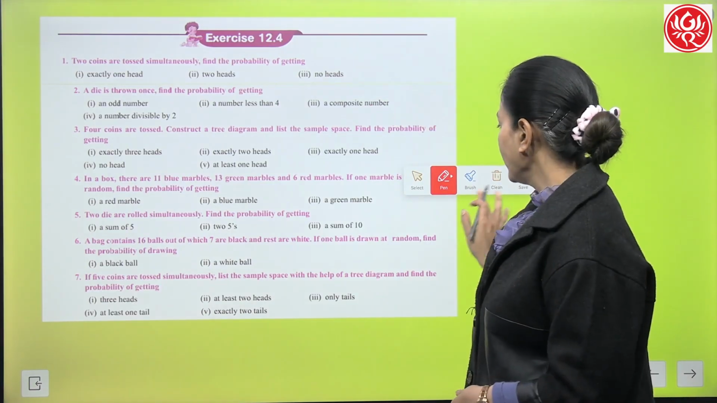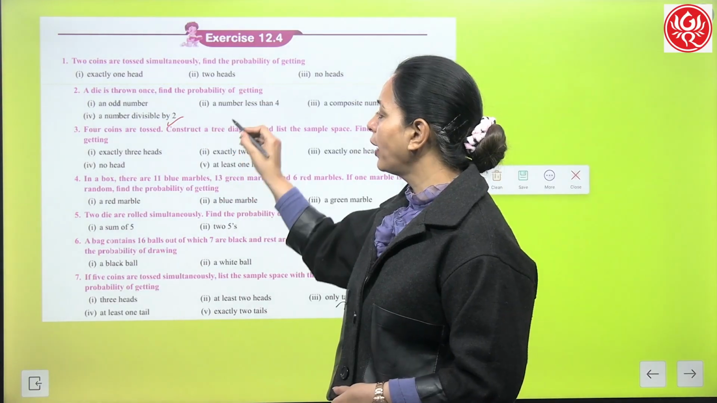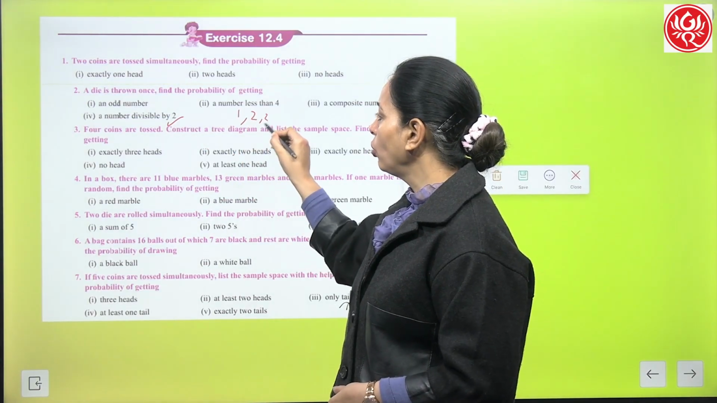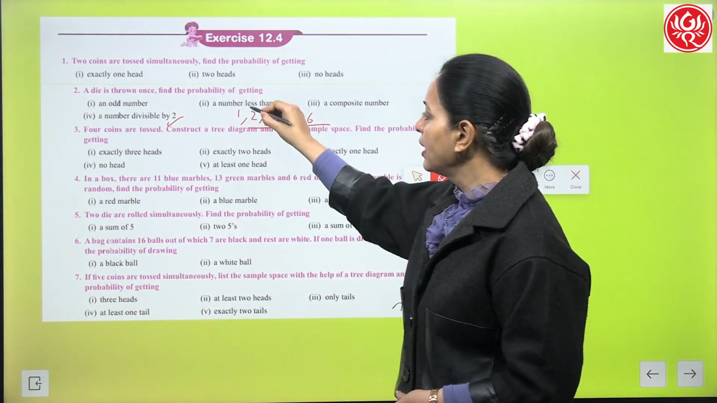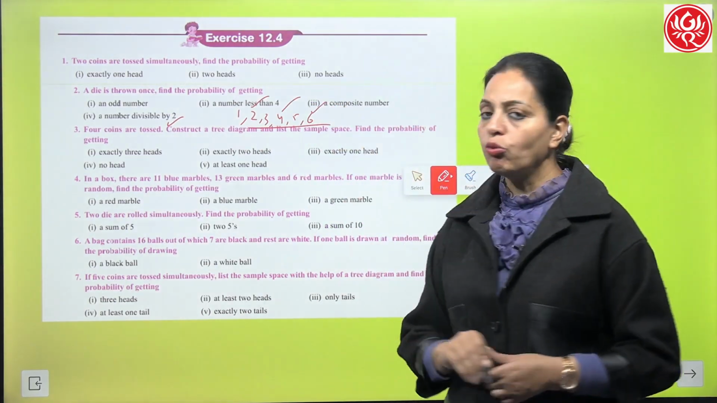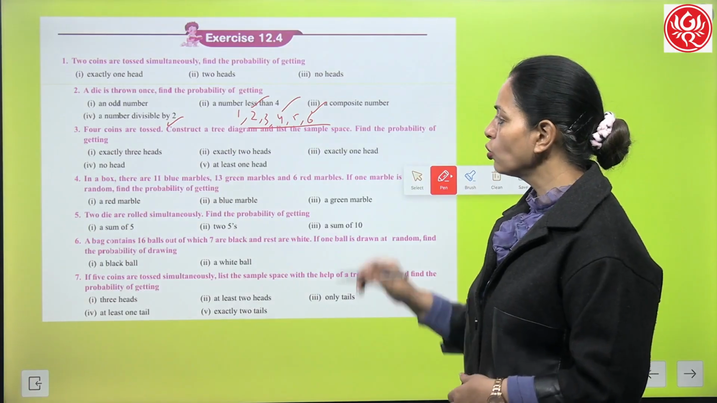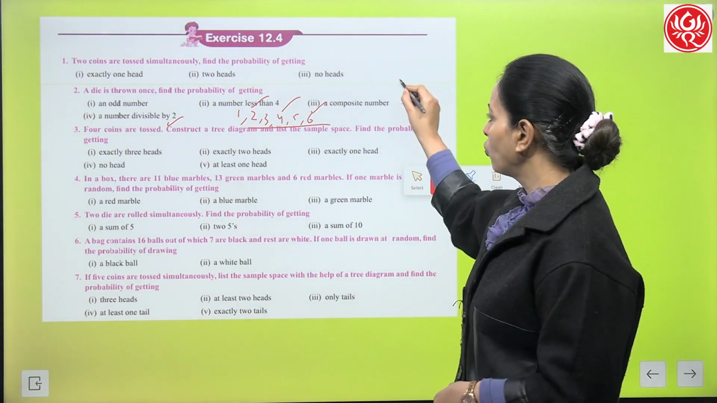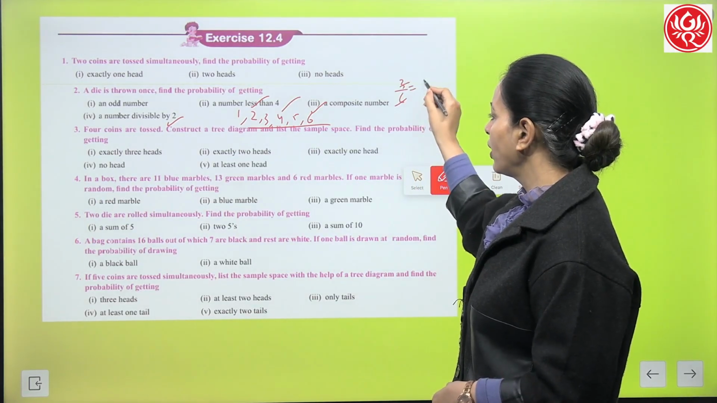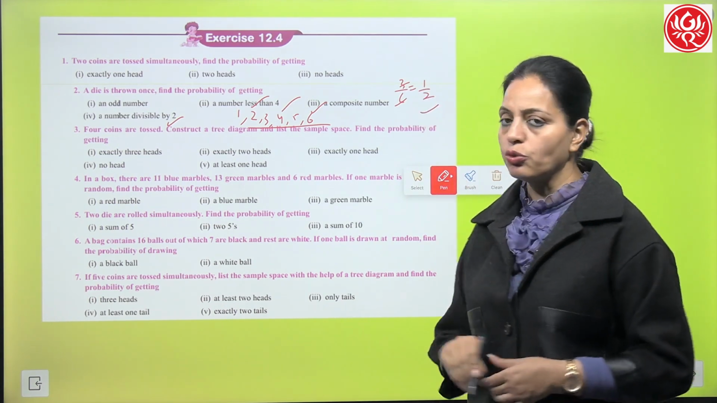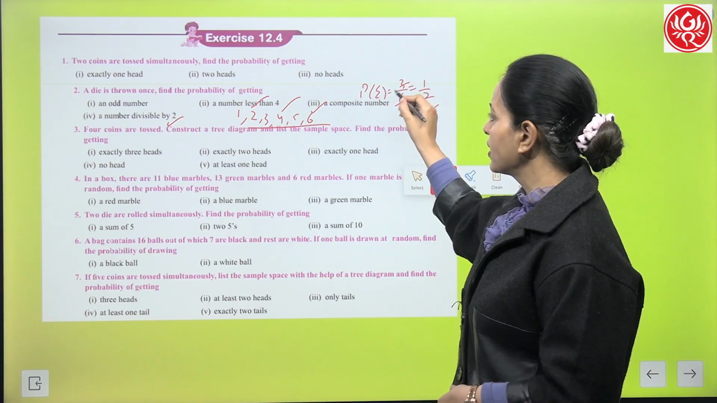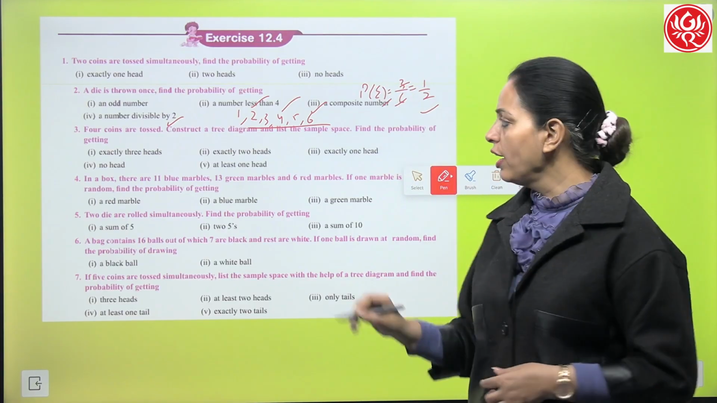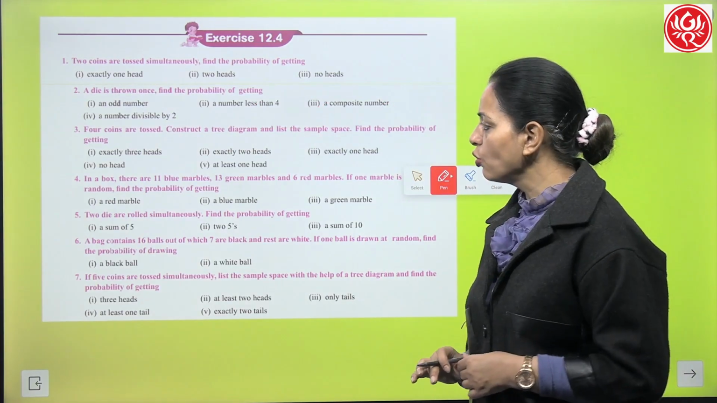Okay. Now the next is a number divisible by 2. So 1, 2, 3, 4, 5, 6. Out of 6 numbers, this and this. 3 numbers are divisible by 2. So 3 favorable outcomes. So 3 by 6. Answer is 1 by 2. Right? You have to write like this. Probability of event E. Okay. Now I hope this is clear to you.